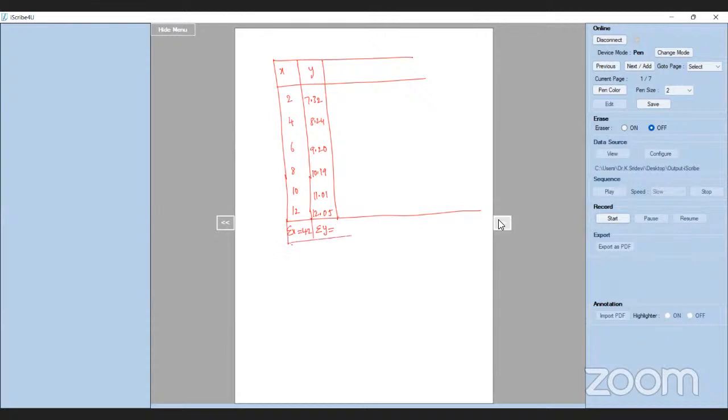What is the summation of y? Sum of all the y values. Use the calculator and find it. 7.32 plus 8.24 plus 9.20 plus 10.19 plus 11.01 plus 12.05. Summation y, sum of all the y values: 58.01. Yes, right.